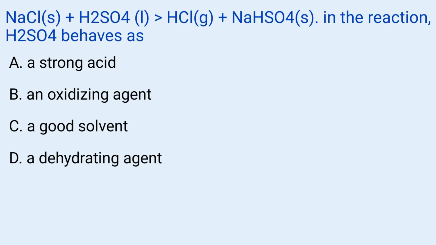Next question. In the reaction above, H2SO4 behaves as A. A strong acid, B. An oxidizing agent, C. A good solvent, D. A dehydrating agent. The correct answer is option C, a good solvent. Let's explain. When a chloride or a trioxonitrate(V) is heated with concentrated tetraoxosulfate(VI), hydrochloric or trioxonitrate(V) acid distills over as a vapor because of its lower boiling point. Hence, H2SO4 is a good solvent.